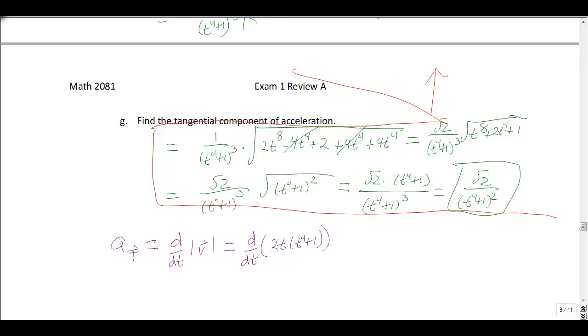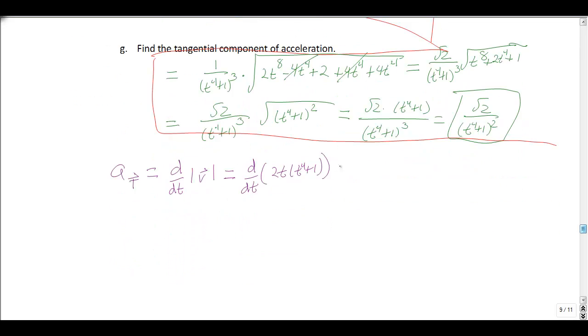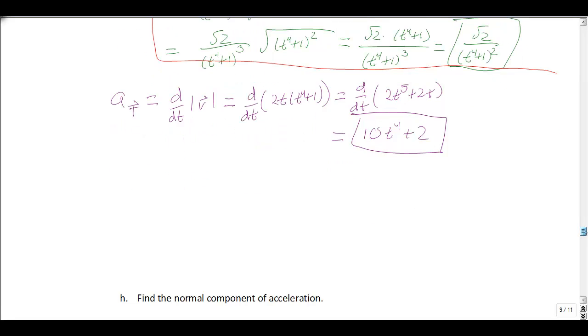Find that derivative. You could do a product rule here, but it's probably easier just to distribute the 2t. It's 2t to the 5th plus 2t. And so our tangential component of acceleration is just 2 times 5 is 10, t to the 4th plus 2. So that's our tangential component of acceleration.